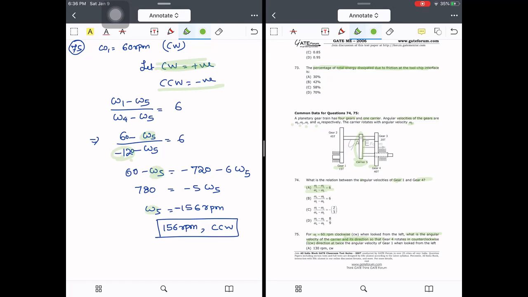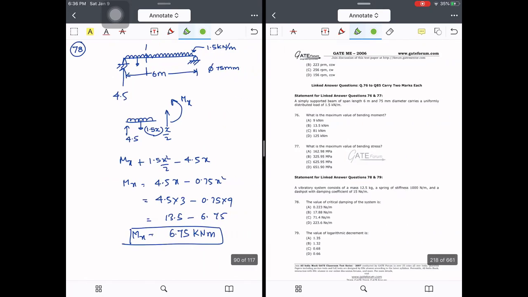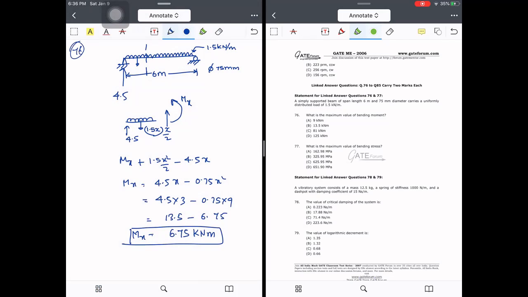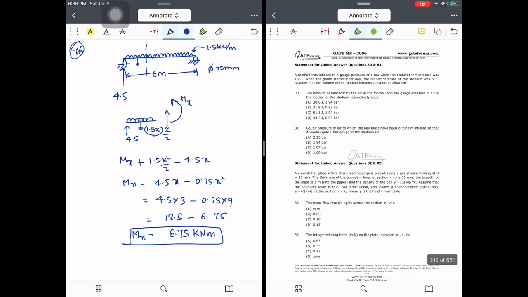What is the angular velocity of the carrier? That is omega 5. So we have to find omega 5. Just put the values in the formula, the equation derived, and you will get the corresponding value of omega 5. Omega 5 is giving a negative sense. That means it is rotating at 156 rpm but in the counterclockwise direction.